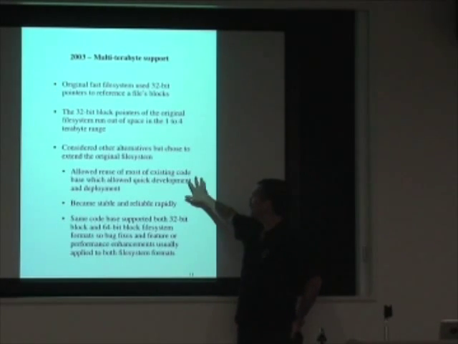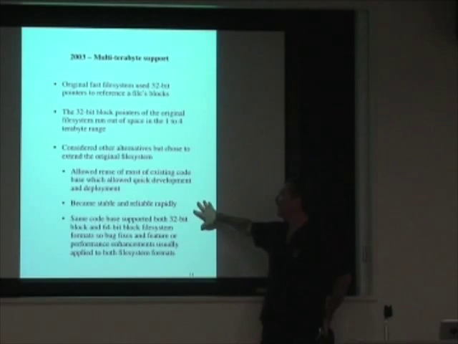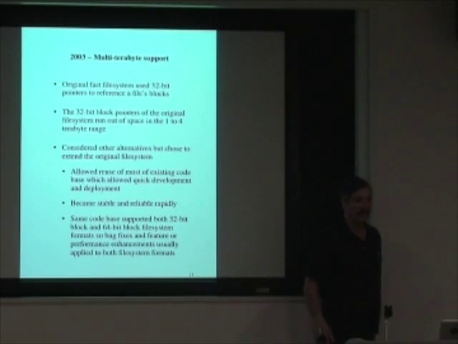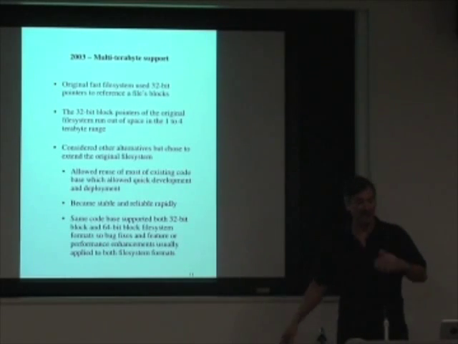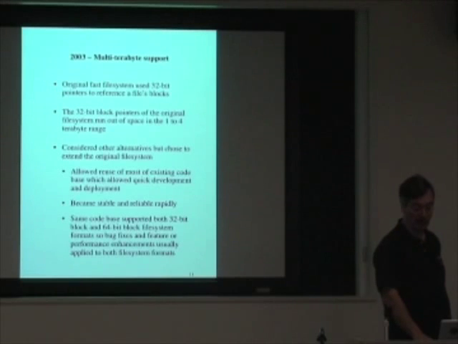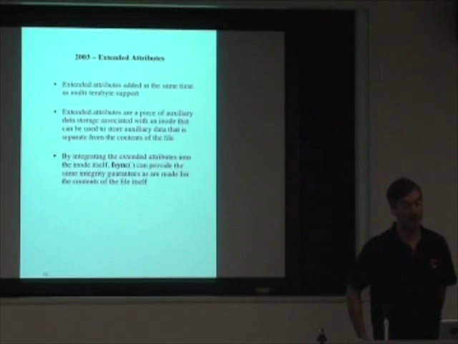So most of the existing code base got reused, and became stable and reliable fairly quickly. And best of all, almost all the code is shared between them, so if you fix a bug in one, you fixed it in the other as well. So the upshot was that it came online fairly quickly, and with the release of FreeBSD 5, we switched over to making that the default one.